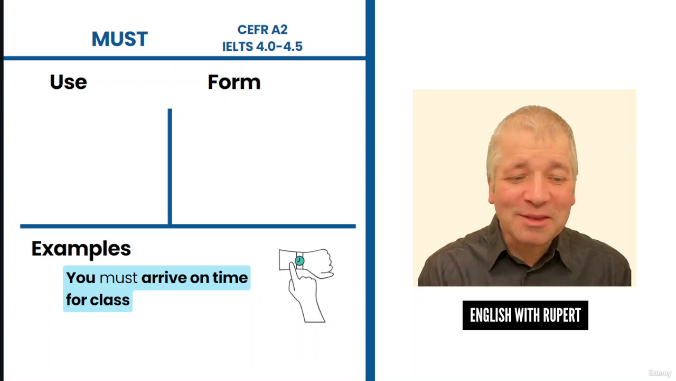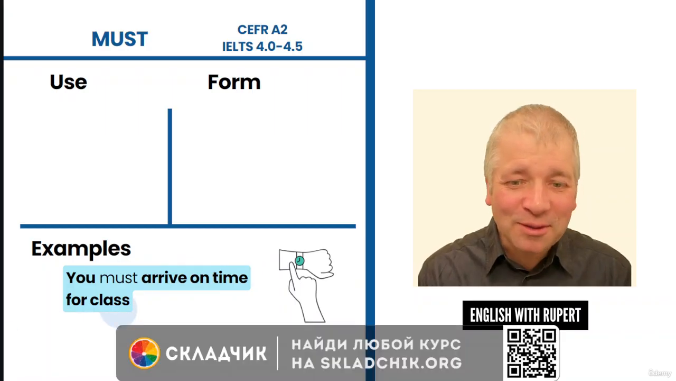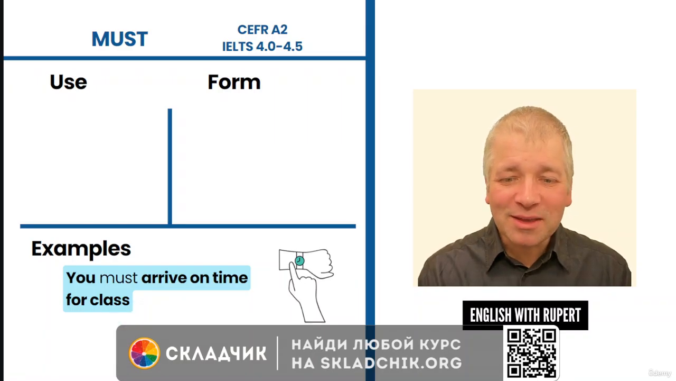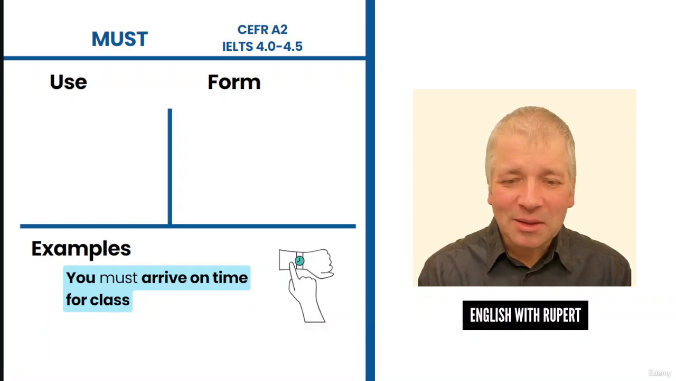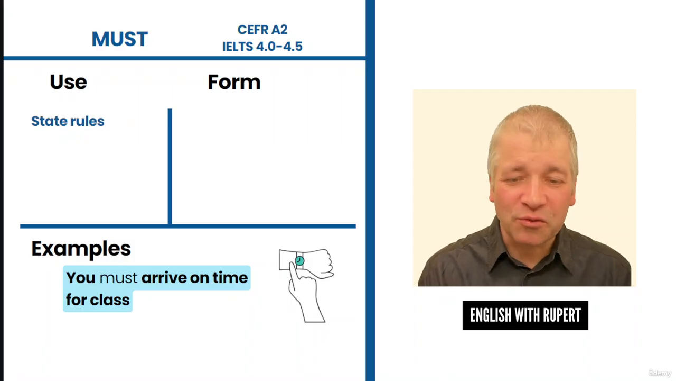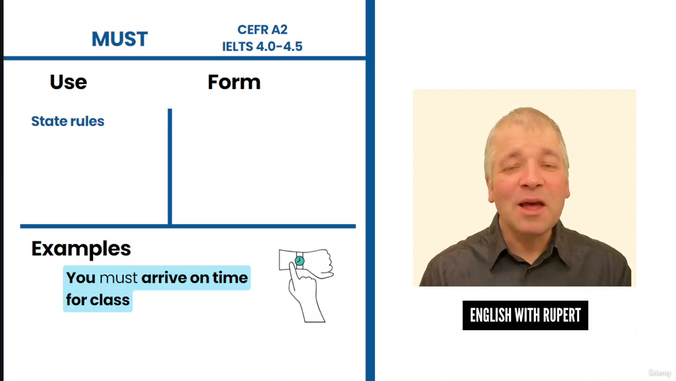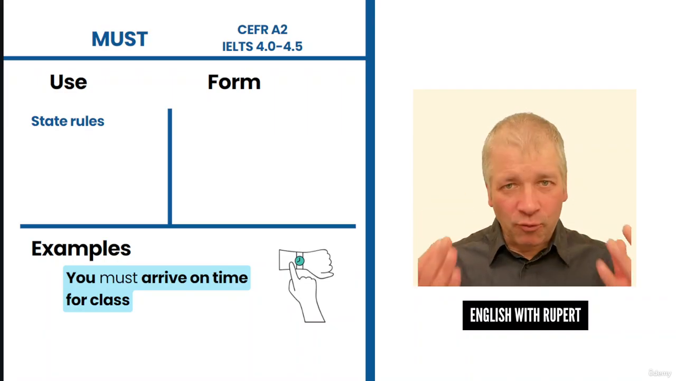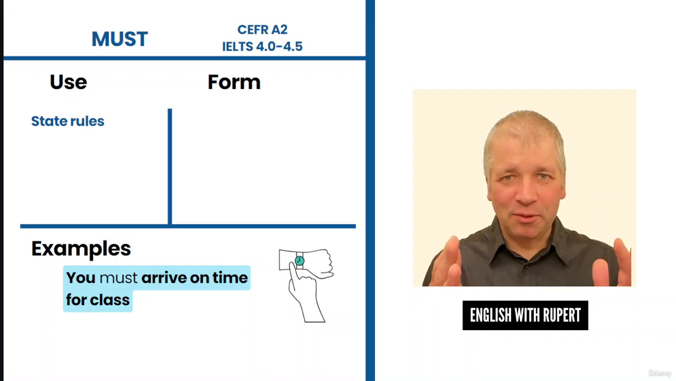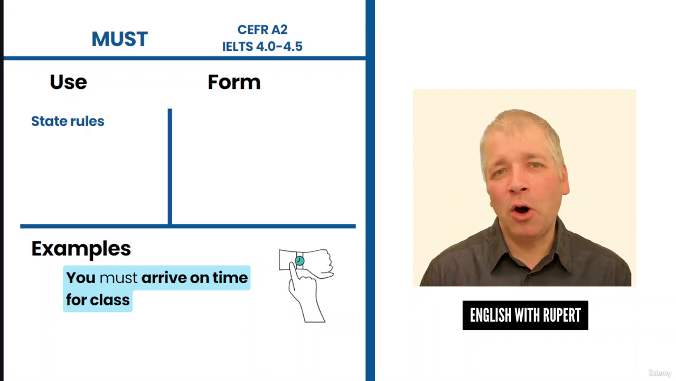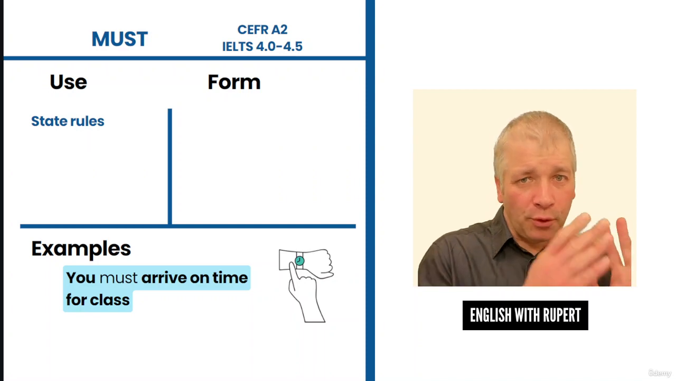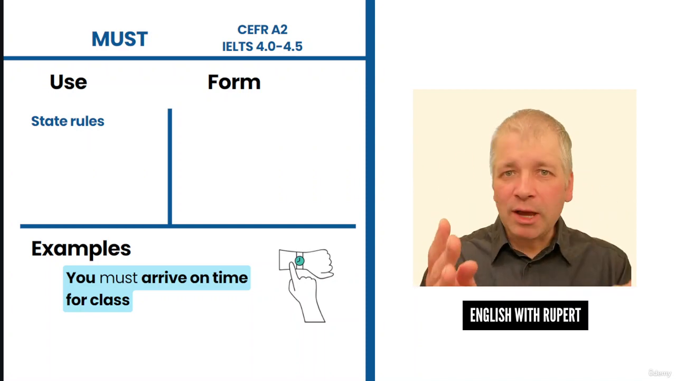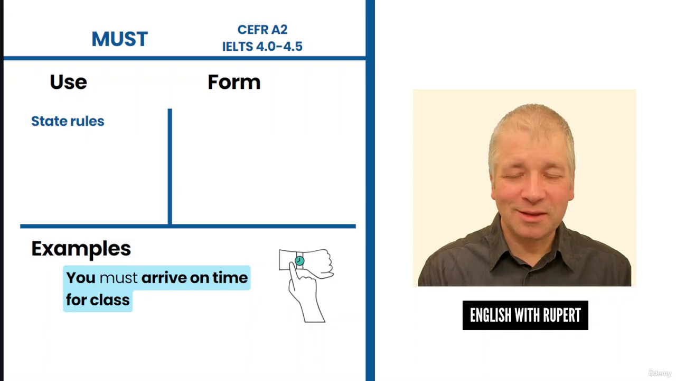You must arrive on time for class. What does must mean here? Well, must here means to state the rules. So here, there is a rule. What is the rule? Arrive on time for class. You must arrive on time for class. The rule is arrive on time for class.